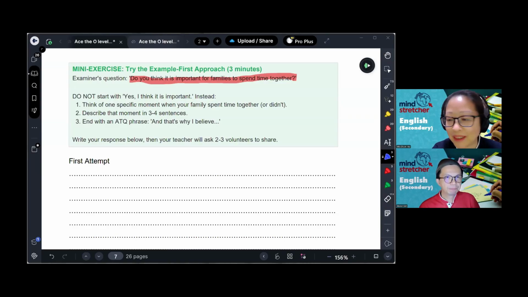So Stephen, I put in the chat a very quick trick: start with a gerund. Do you think it's important for families to spend time together? So, spending time together as a family is certainly important. It gives you time to think, actually, and you will sound better than someone who says yes, no, I feel, or I believe.